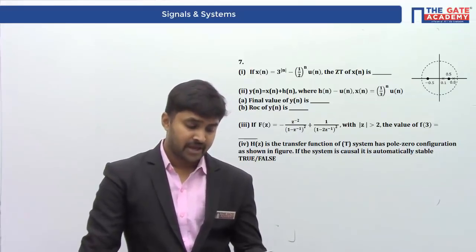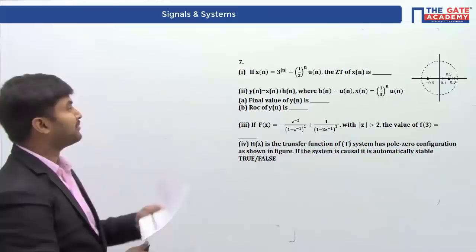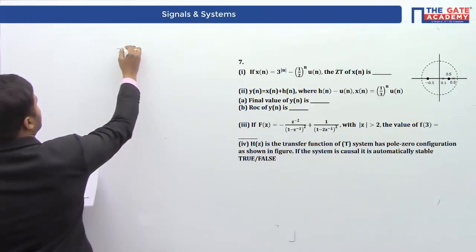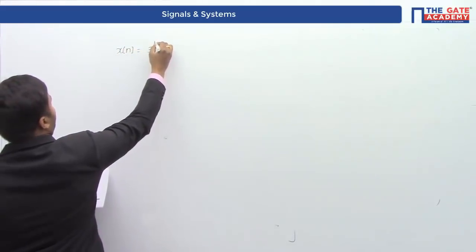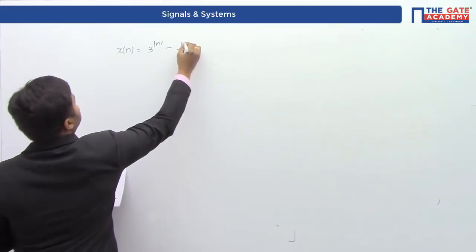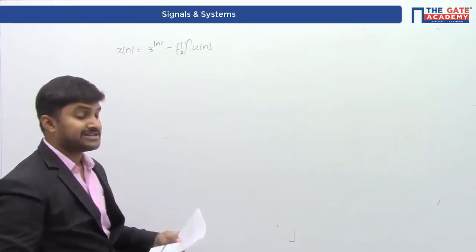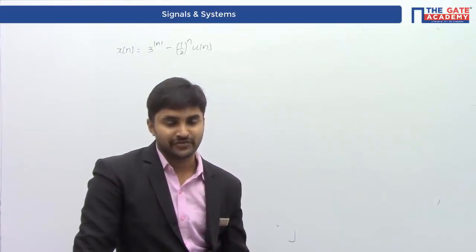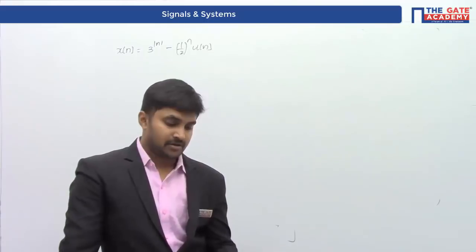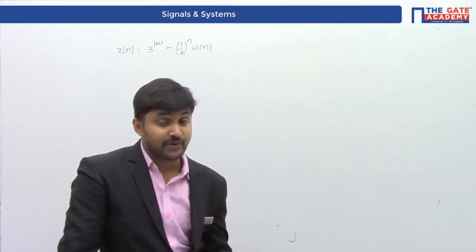That is, x of n is equal to 3 power mod of n minus 1 by 2 power n u of n. So this is my signal x of n. We have to find the Z transform of x of n. This is the first part of the seventh question.